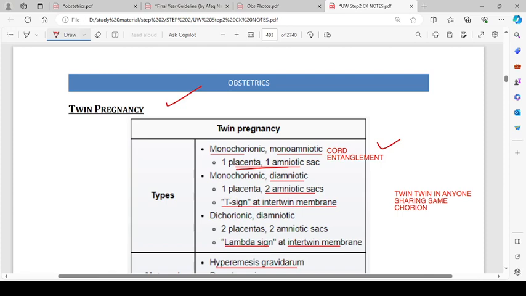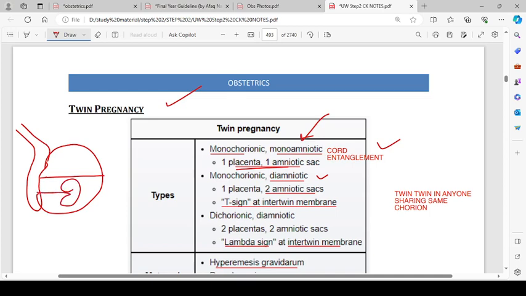Then we have monochorionic but diamniotic. They are more common in comparison to monochorionic monoamniotic, which are the rarest form of twins. And this variety has a chance of development of conjoined twins as well. So monochorionic diamniotic means that there's one placenta which is supplying both of them, but both the fetuses are in their separate amniotic sacs and they are connected. Suppose this fetus is like this and connected to this placenta, and there's another connected to this placenta.